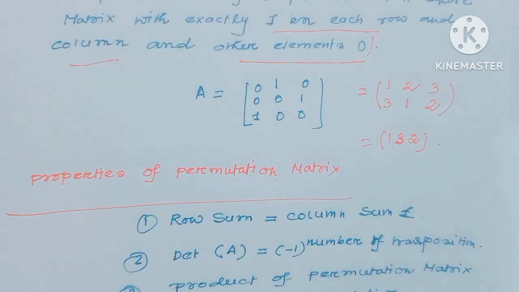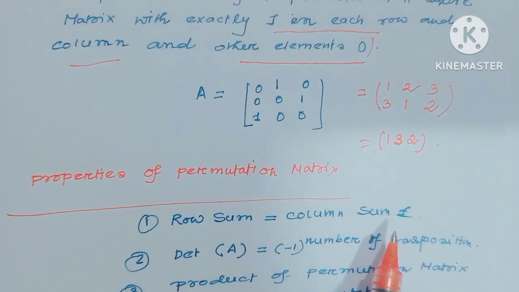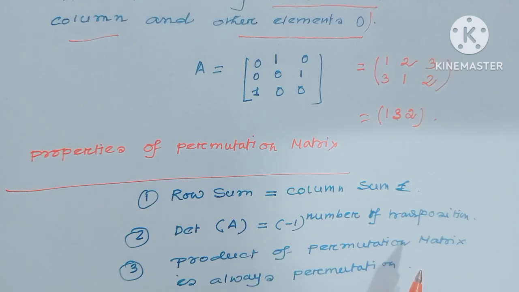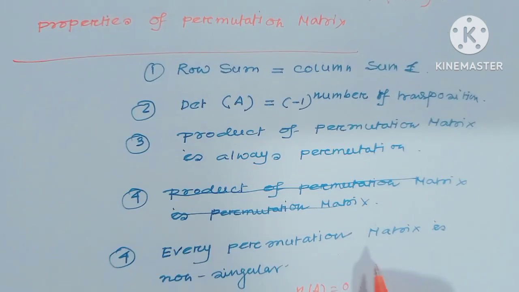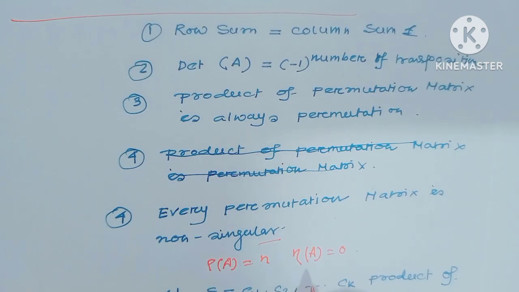Properties of permutation matrix. What are the properties of the permutation matrix? First property: always row sum equals column sum equals 1. Second, the determinant of the matrix is minus 1 to the power of the number of transpositions. Third property is the product of permutation matrices is always a permutation matrix. Fourth property is every permutation matrix is non-singular. That means the rank of the matrix is n and the nullity of the matrix is 0.